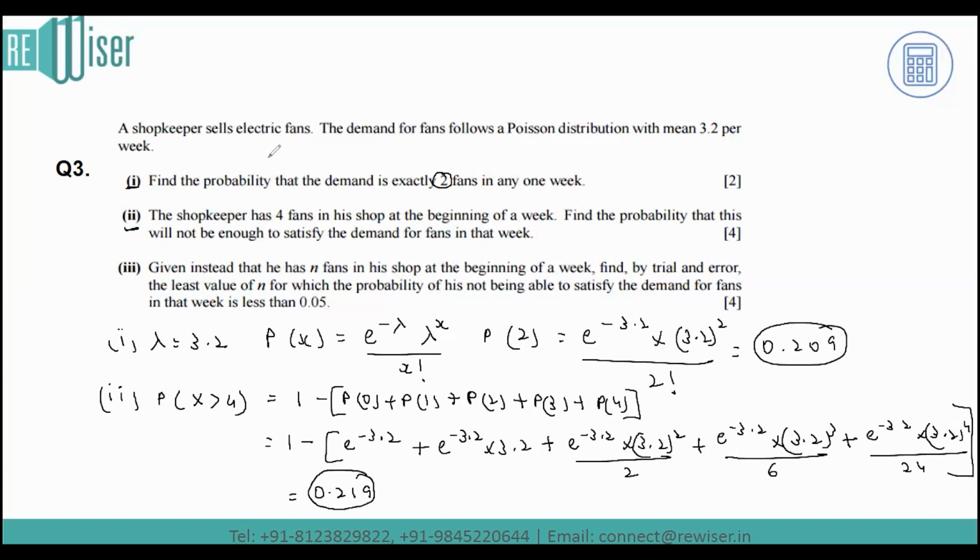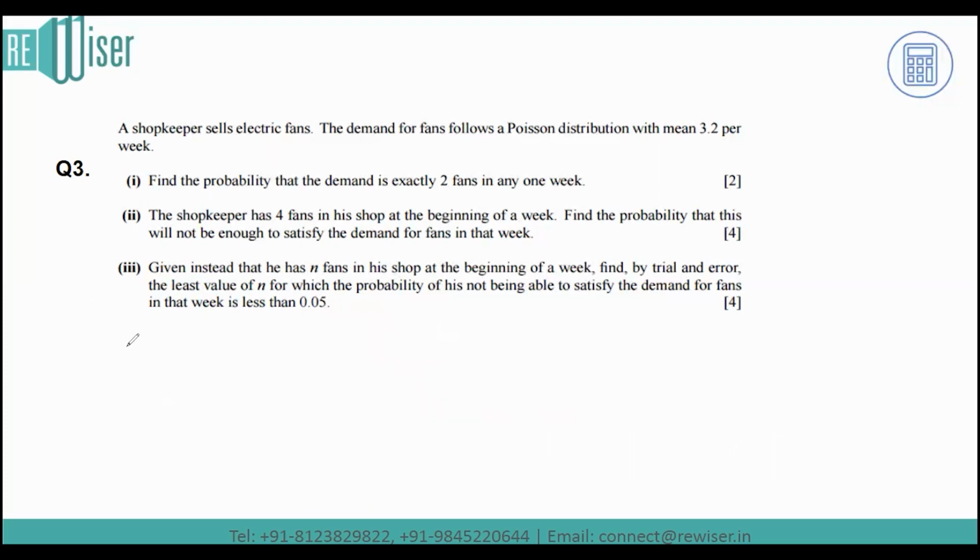Now, moving on to the third part of the question, it says that given still that he has n fans in his shop at the beginning of a week, find by trial and error. Now, this is something where you need to keep calculating the probability for the least value of n, for which the probability of his not being able to satisfy the demand for fans in that week is less than 0.05. So this is for trial and error, so we are calculating the probability of x greater than 5 first.